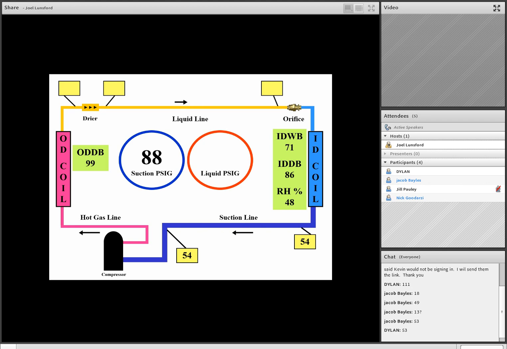$51. Good, about 51. Now, the difference between 51 and 54 degrees suction line temperature is only about 3 degrees. Is that correct?